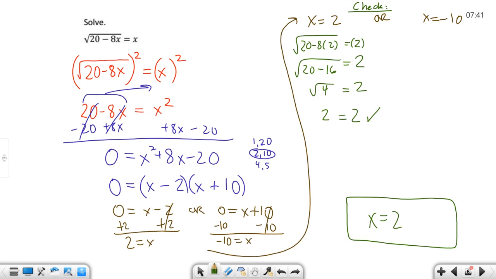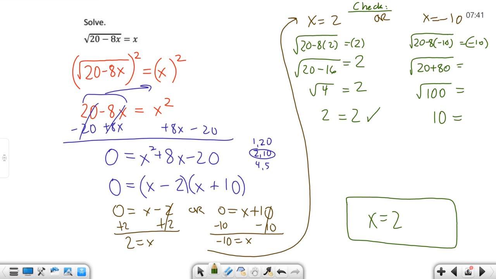Okay? So here, check this one. So the square root of 20 minus 8 times negative 10 equals negative 10. Some of you can see what's going on here, but anyway, we're going to go ahead and do this. Negative times negative is positive, so 20 plus 80, square root of 100. What is the square root of 100? The square root of 100 is only 10. The square root is a function, meaning you get one answer out. The square root of 100 is just 10.